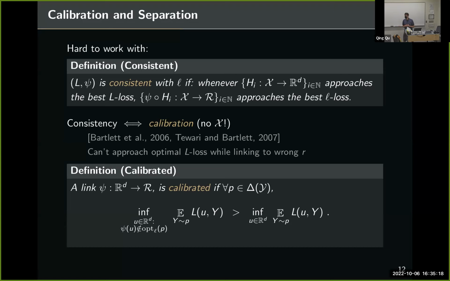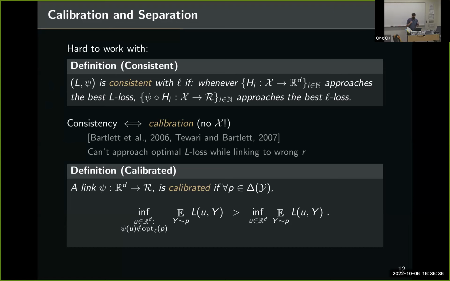Don't we usually talk about calibration of losses and links together with respect to a loss? Yes, usually I would write it in the same way. I was just lazy. Right. Okay, I see. So, the surrogate and link pair is calibrated for the target. Yeah, thanks.